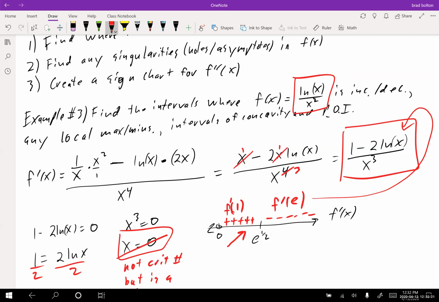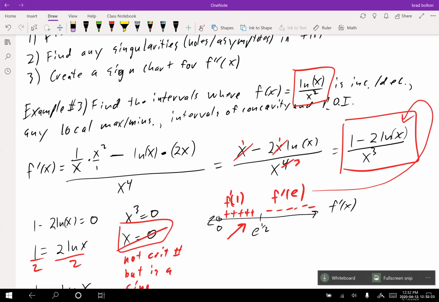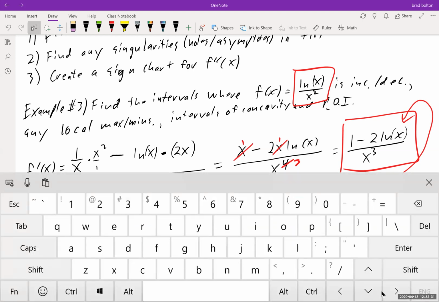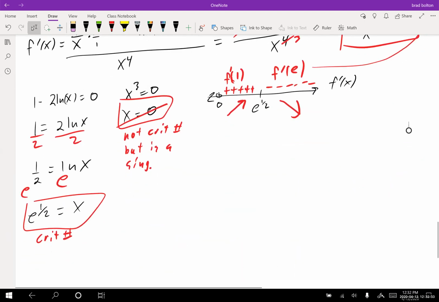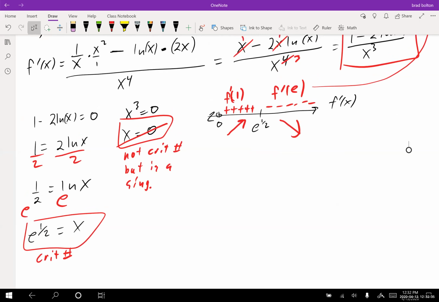So we now know that this is, oops, move the whole graph. We now know that this is decreasing. Okay, so sorry about that. So now we have, you know what, I better write it in green so we can keep track of it. So increasing, decreasing.